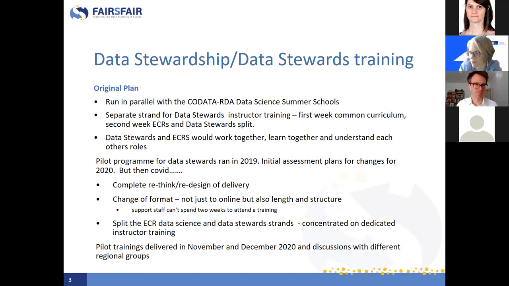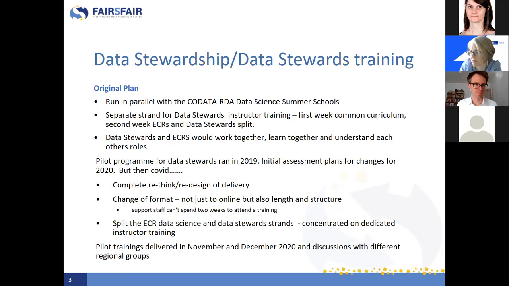The idea was that, working together, the data stewards and the ECRs would learn together and understand each other's roles. And there was a pilot program for data stewards in 2019. These schools typically take place over 2 weeks in Trieste in August in a lovely residential program. So 2019 went ahead as planned. After the 2019 activity, there was some initial assessment, thinking about how to change things. And the plan was to run everything for 2020 in exactly the same way, with some tweaks.